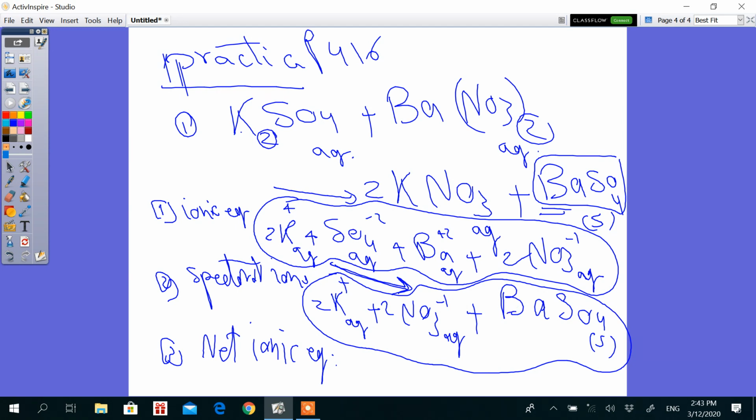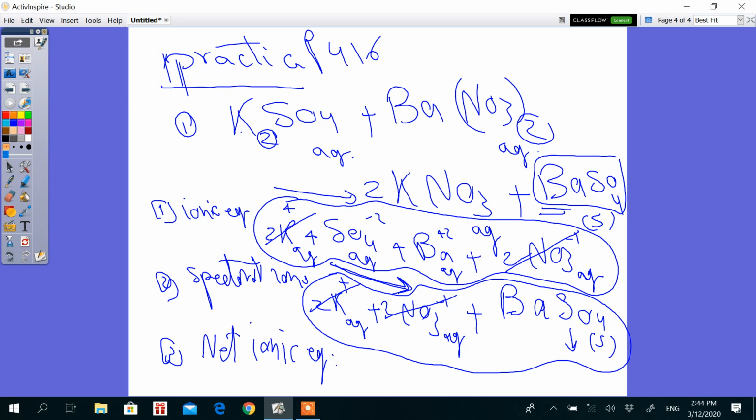So my spectator ions, which are not included, are ions which are repeated. I can see 2 potassium in the reactants and 2 potassium in the products, so they are my spectator ions. That's the second part. Potassium is a spectator ion because it is repeating. Also nitrate is repeating, so it is not included in the reaction. But you can see that barium and sulfate produce barium sulfate, a solid substance, which is a precipitate.